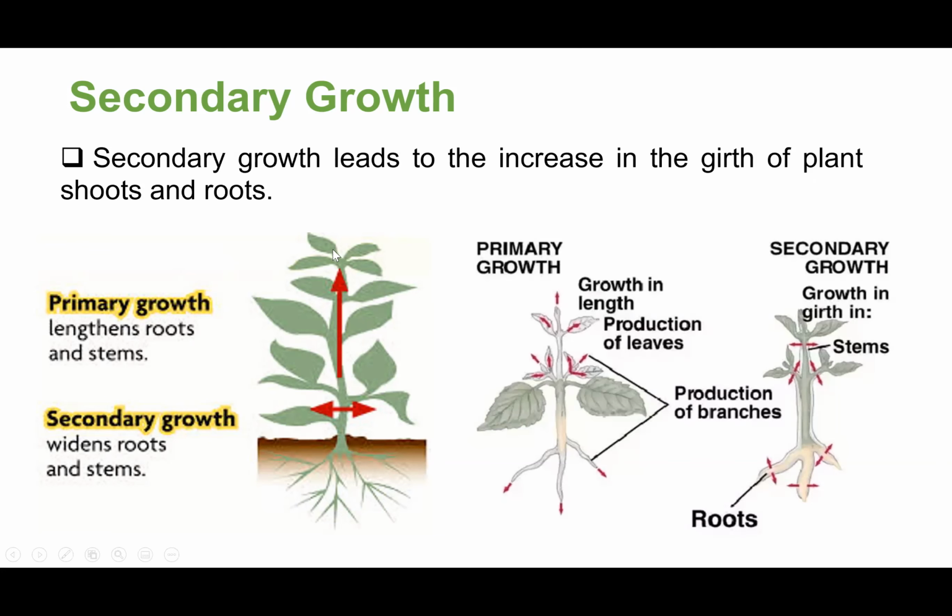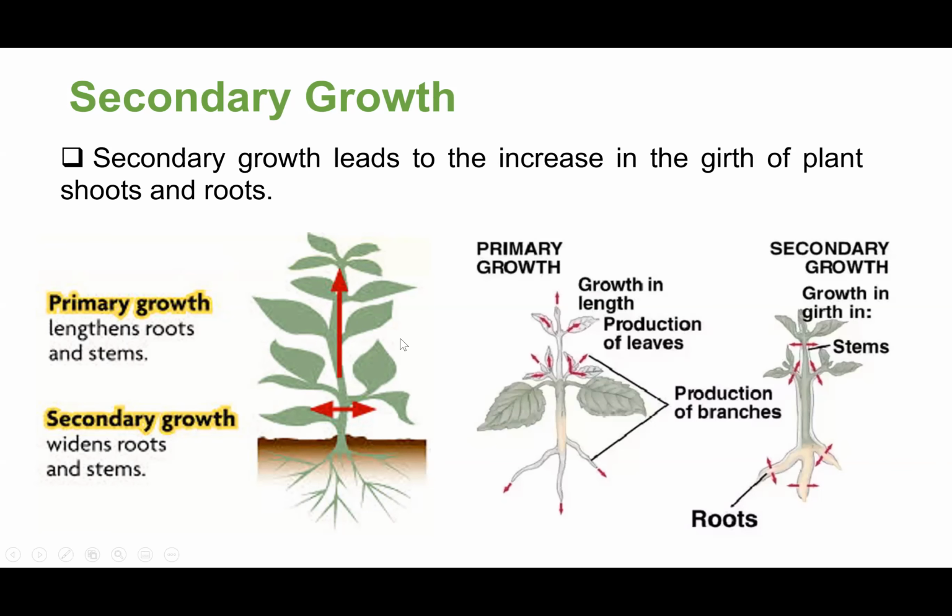So if only primary growth happens, what happens? The plant grows taller and taller. Will it be able to sustain that length? No, because if it's only growing in height and not growing in width, then there is no balance and the plant will fall down, right? So secondary growth also is very important. Secondary growth helps in the widening of roots and stems.